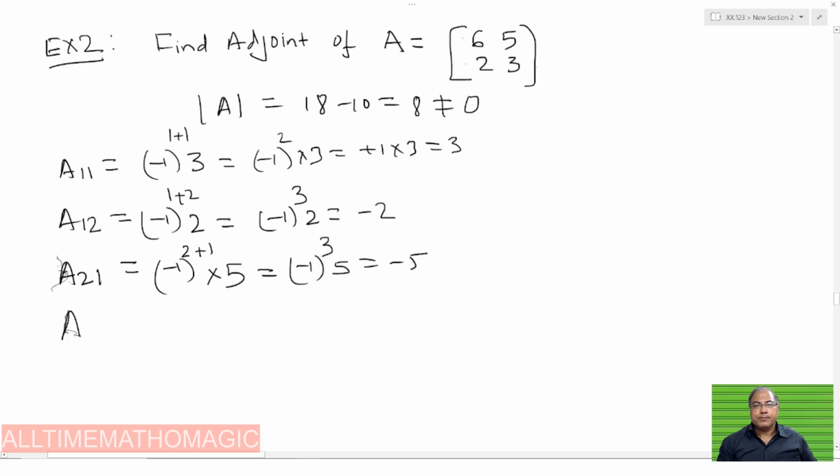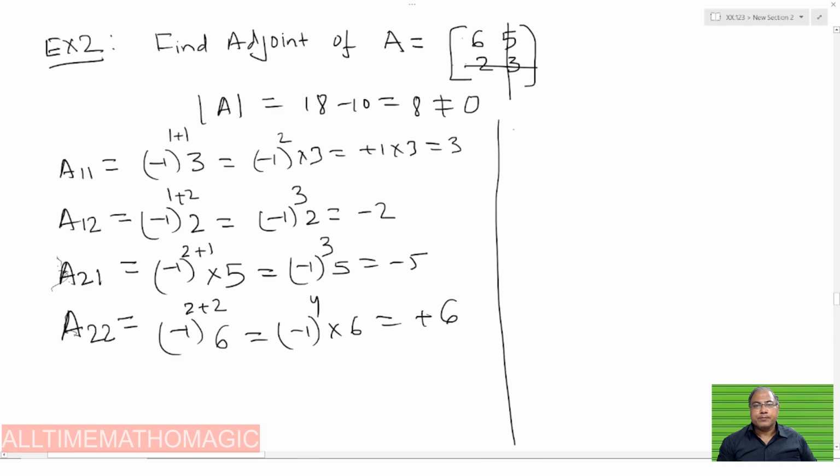After that, we will find A22, that is minus 1 raised to, what are the numbers? 2 and 2. So 2 plus 2. Now delete the second row and second column. What is left? 6. So minus 1 raised to 4 multiplied by 6 equals plus 6.